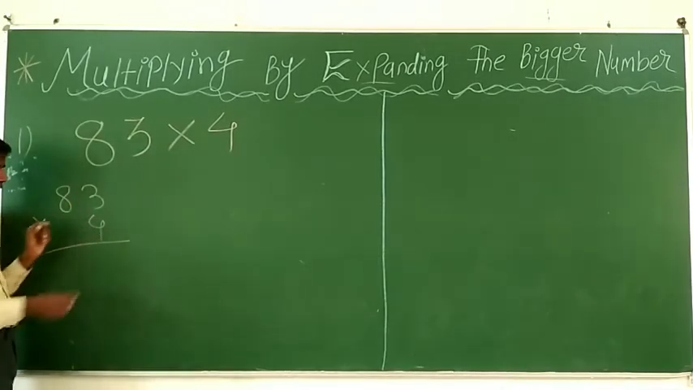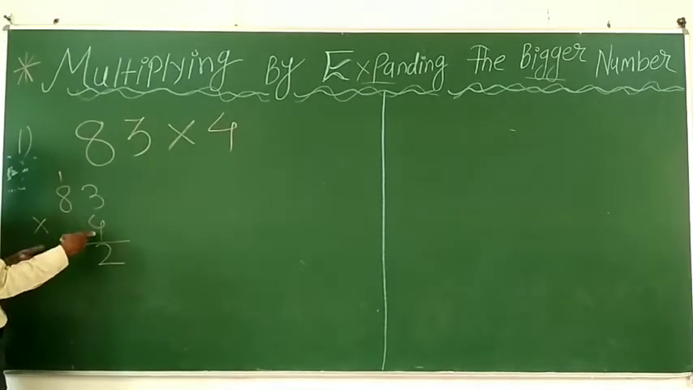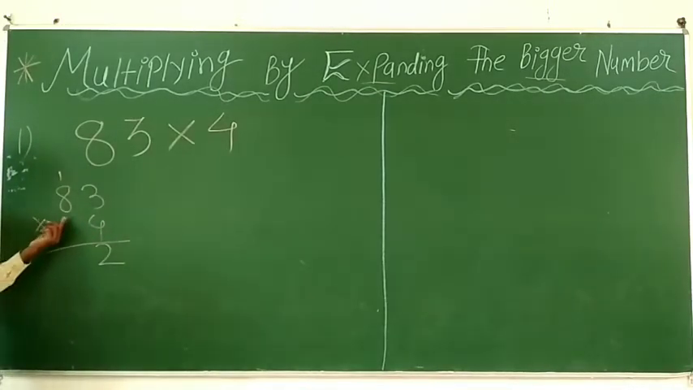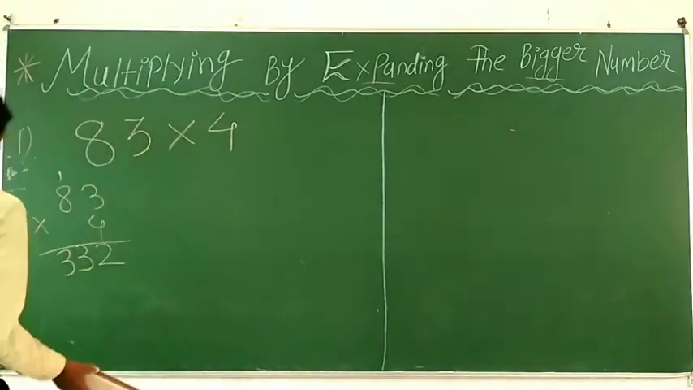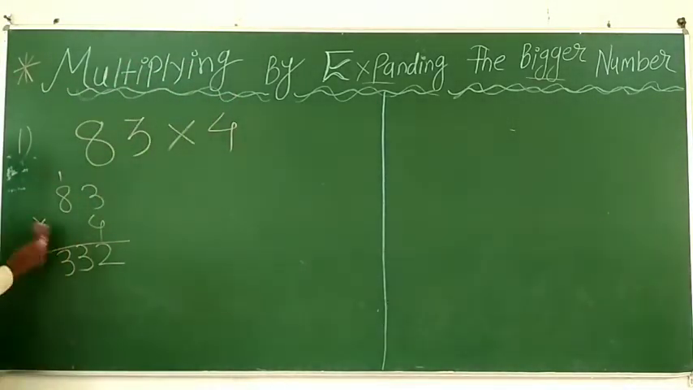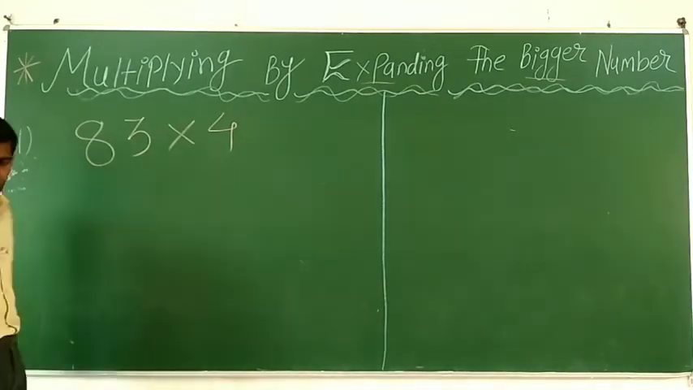4 3s is 12, so we will write 2. Then 1 will be carry forward. 8 4s, that is 4 8s, is 32. 32 plus 1 is 33. That means we can find the product of 83 and 4 by direct multiplication. But we don't have to do it directly. Okay, we don't have to do it directly. What we have to do here?